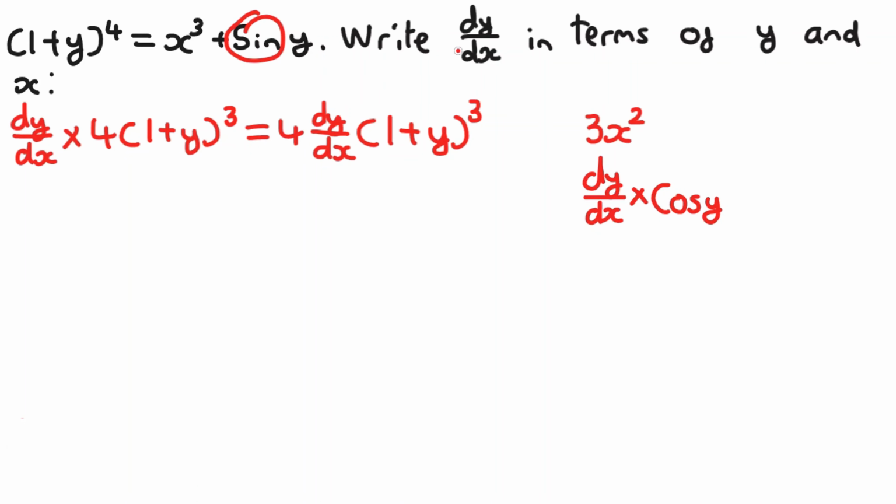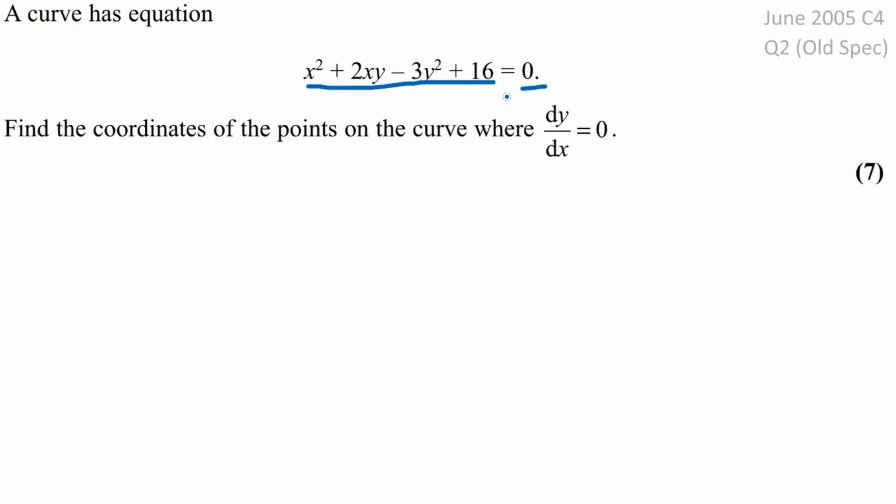So now let's go through some past exam questions. For this one here, we have a curve with this equation, and we need to find the points on the curve where dy over dx is equal to 0. So what we need to do, we need to differentiate this equation here, and we need to do it implicitly. So therefore we're going to differentiate this side and this side.